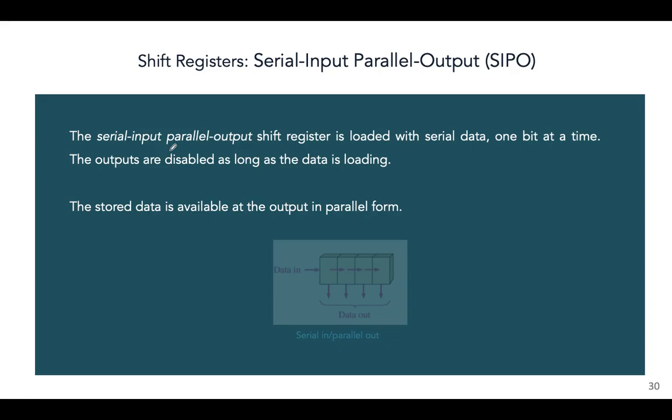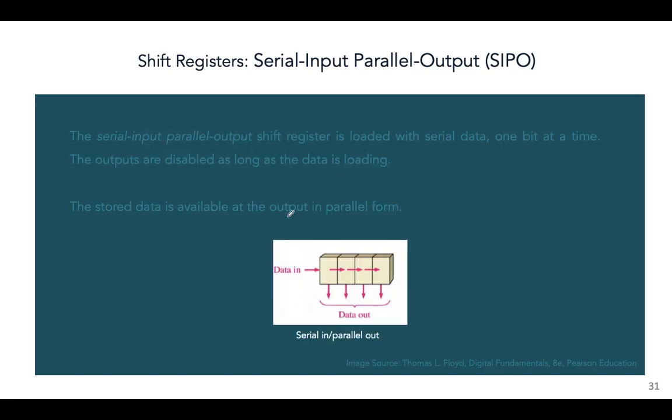All right. Let's talk about now the second type of shift registers, where the data goes in serially but it comes out parallelly. Right? Again, very much clear from the name itself. A SIPO shift register is loaded with serial data. The input is serial, 1 bit at a time. The outputs are disabled as long as the data is being loaded. And then once all the data enters the register serially, it is taken out in parallel form, that is simultaneously.